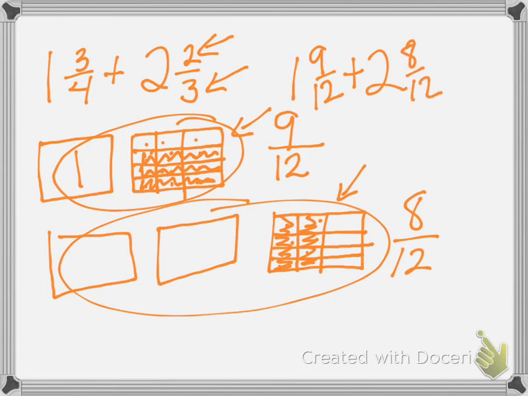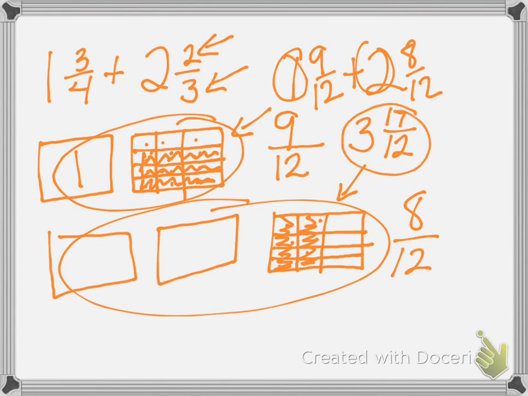Now when you're adding mixed numbers, you can just add your whole numbers. So we're going to go 1 plus 2 is 3. Our denominator stays the same. And then 8 plus 9 is 17. All right? So this is our answer, but of course we're not done. It is an improper fraction, 17/12.